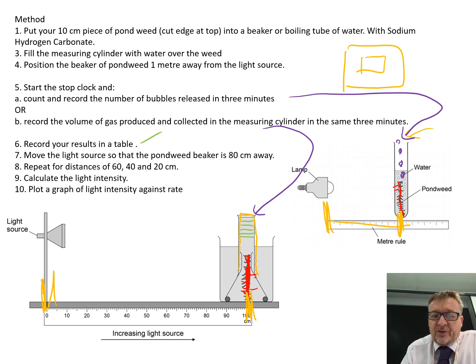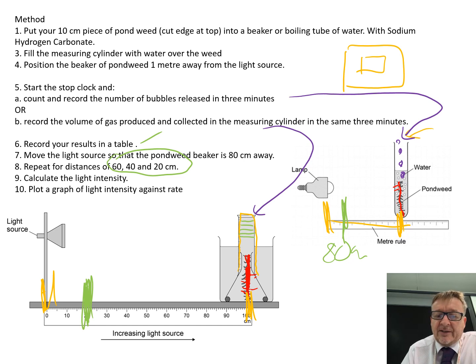When you've done that, you then move the light source so the pondweed beaker is only 80 centimetres away. Then you repeat the experiment, once it's all rested again, at 80 centimetres away. Repeat for 60, 40 and 20. Then there's a couple of little calculations that you've also got to do. You need to calculate the light intensity, and you also need to plot a graph, and I'll run through the graph in a second.